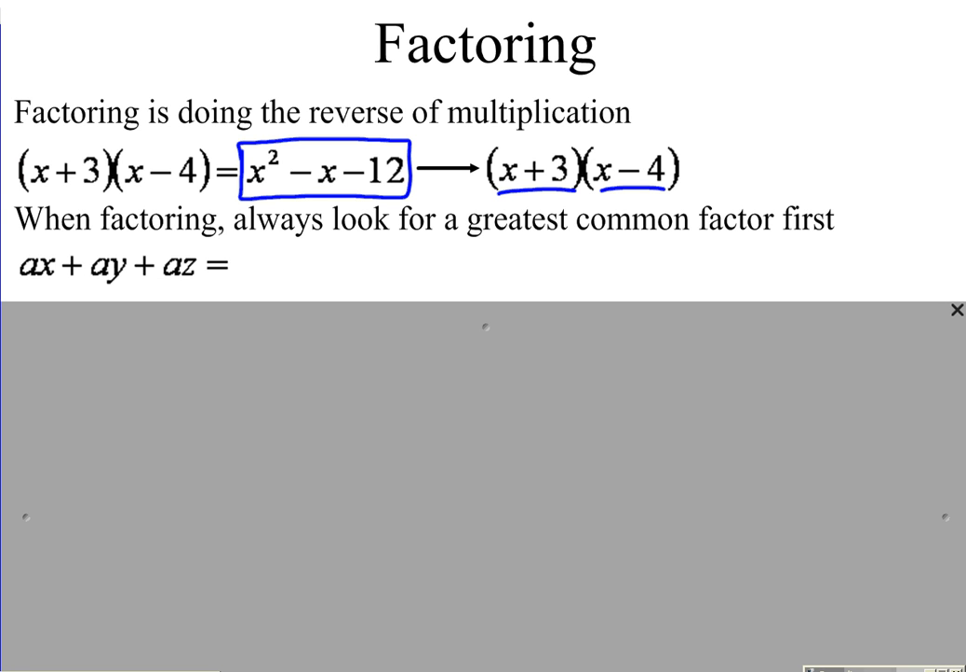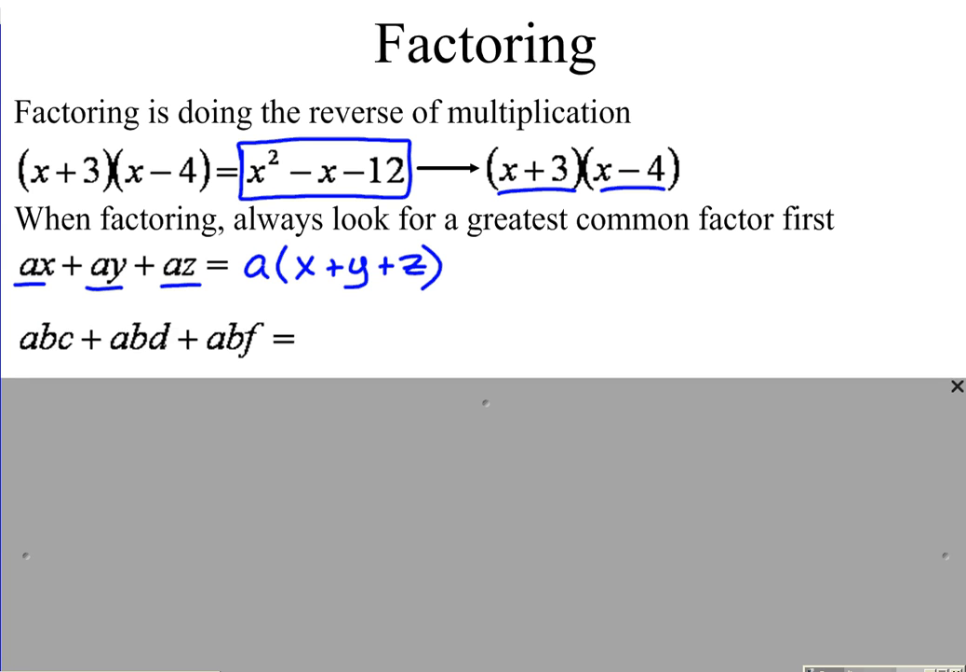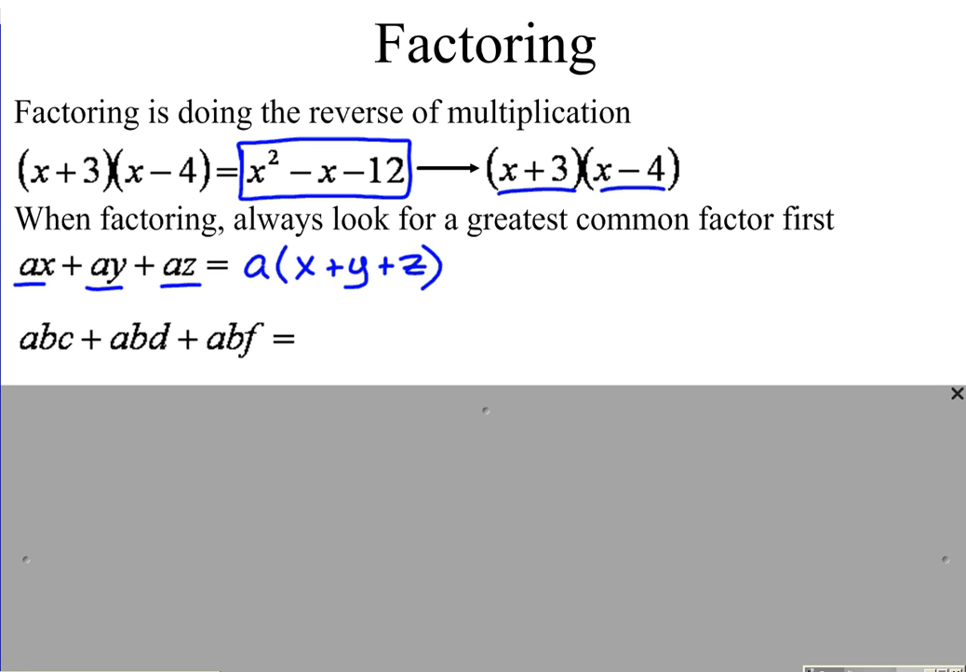So in this first expression, ax plus ay plus az, in common to all three of these terms is a factor of a. If I take an a out of that first term, I'm left with x. Take an a out of the second term, I'm left with y. Take an a out of the third term, I'm left with z. And there is factored form. Once it's factored, if you distribute back through, you better get what you started with. In this case, ax plus ay plus az when I multiply that back through.